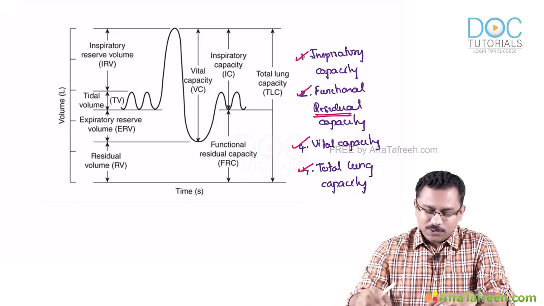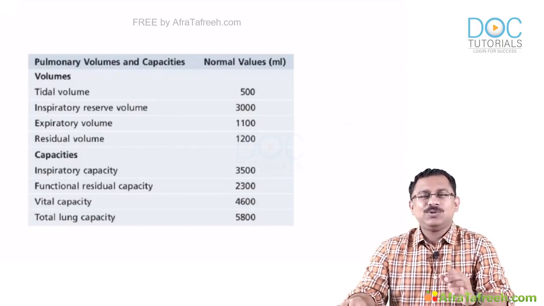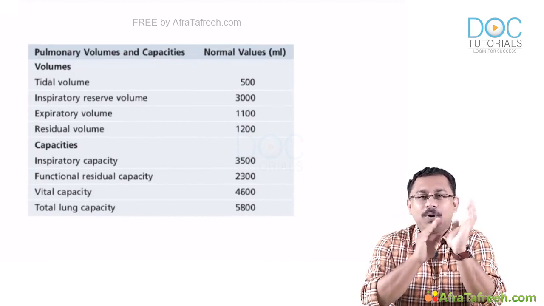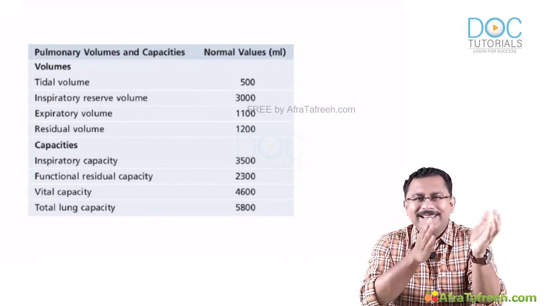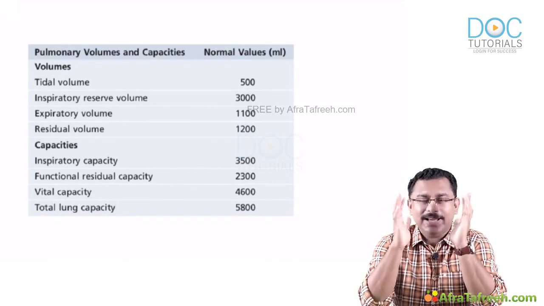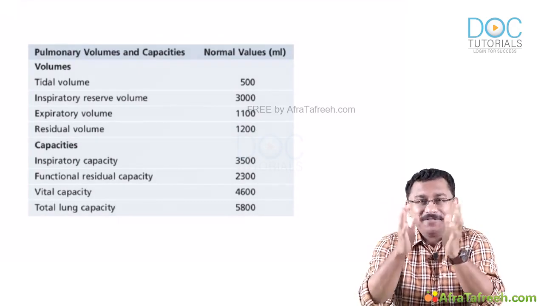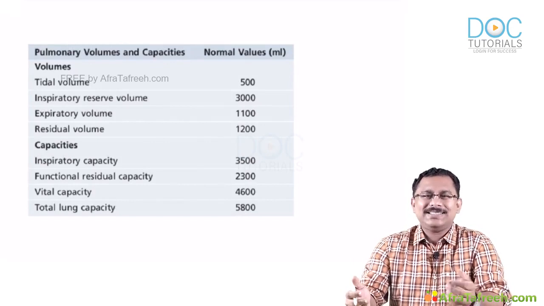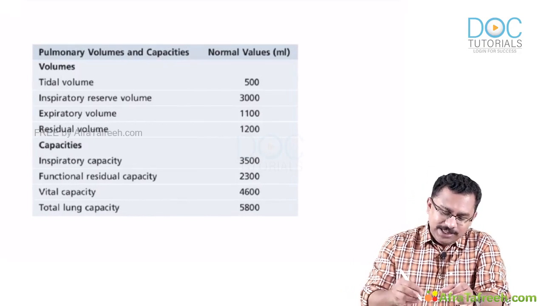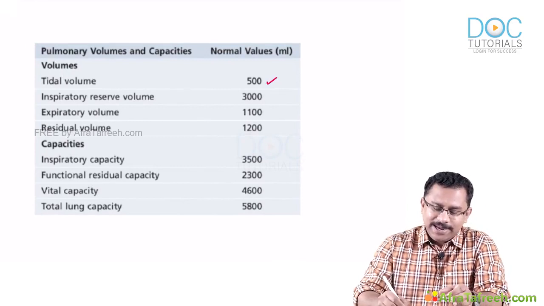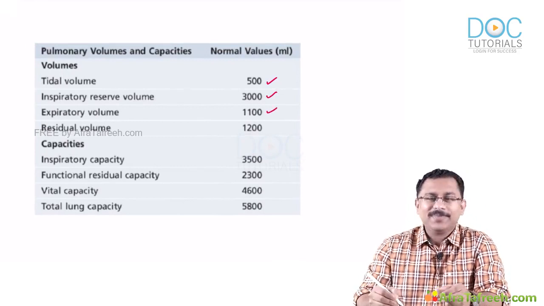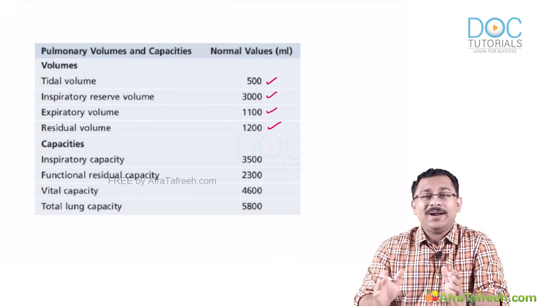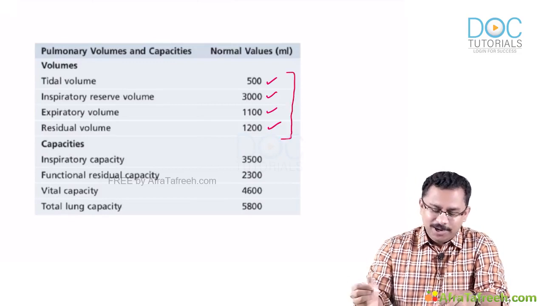Just to have a quick look at the values of the various volumes and capacities which we have learned. First of all, these are approximate values, because in males and females you have differences in these values, and the values given here are an average. Let's have a look at the average, because that is often used for solving questions. The tidal volume is around 500 ml, IRV 3 liters, expiratory reserve volume 1.1 liters, some say it is 1 liter, and residual volume 1.2 liters. So these are the important volumes.